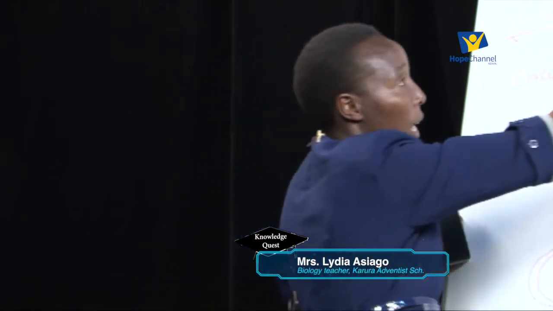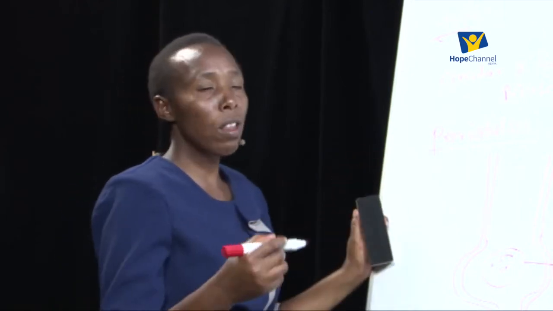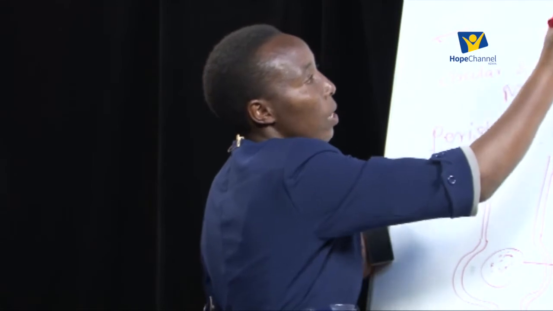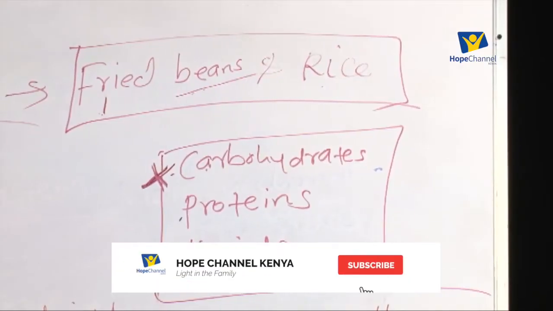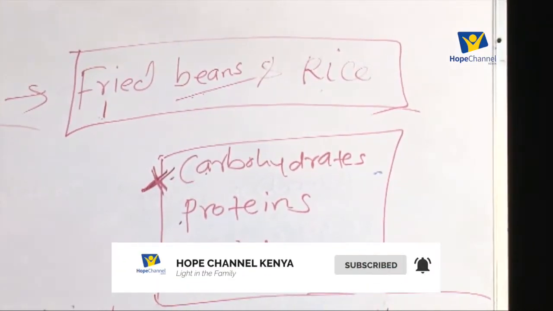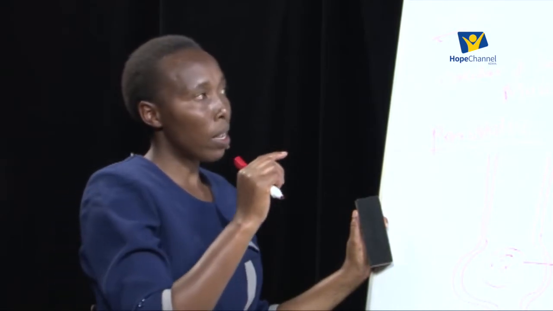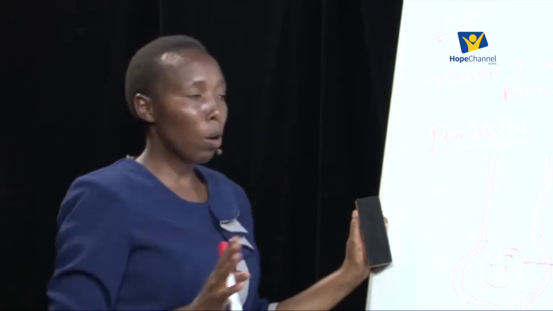And before we went for the short break, remember we were discussing the process of digestion in a human being. We used an example of a meal that someone has taken, which was fried beans and rice. Fried means someone used oil, so there are lipids present. Beans are protein in nature, and rice consists of carbohydrates. Previously we discussed that the digestion of carbohydrates begins in the mouth, but for the proteins and the lipids, it's only the mechanical breakdown.